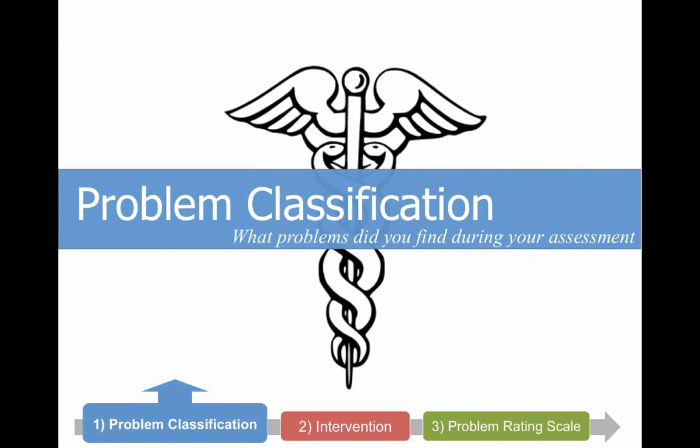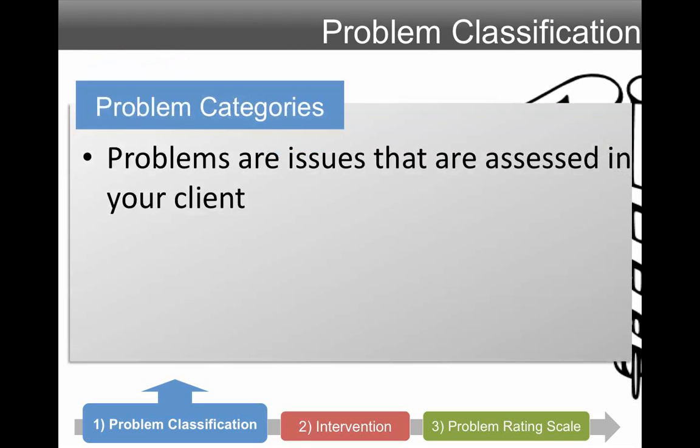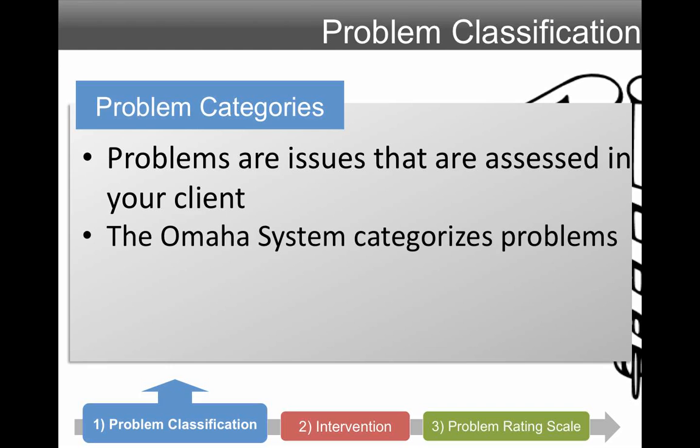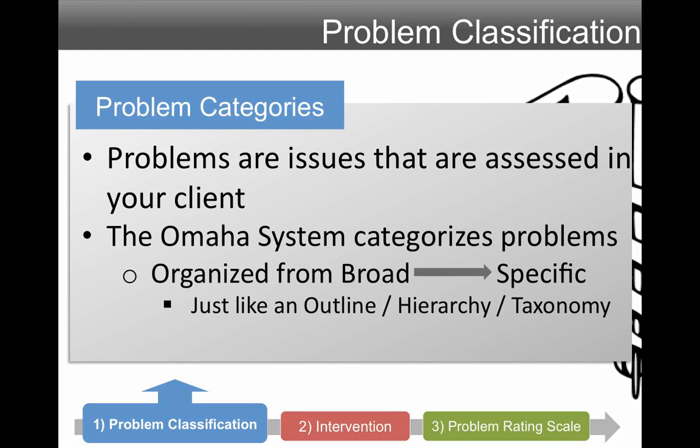Let's start with step 1 and the problem classification. In the Omaha system, problems, as expected, are issues that you assessed in your client. To document these issues, Omaha categorizes these specific problems into broad domains and organizes them. So you start off broad and then you move to more specific, just like any outline or hierarchy or taxonomy. And very similar to what we just talked about with the bookstore example.